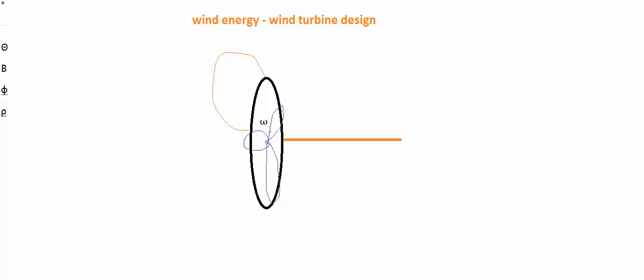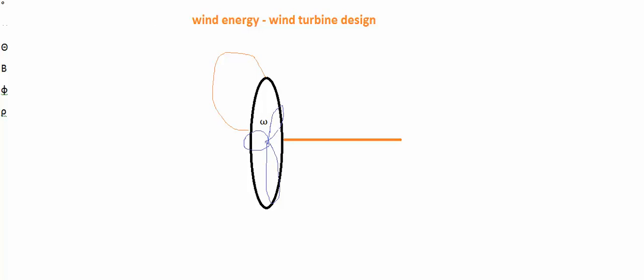A wind turbine is basically a device which converts the kinetic energy of the wind into mechanical energy and then into electrical energy. So just imagine that this black ellipse is a side view of the wind turbine rotor plane, and this orange line is the velocity vector of the wind.